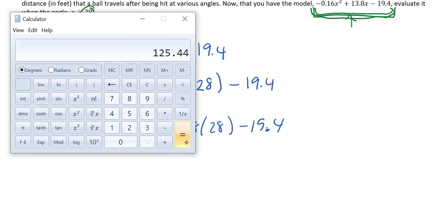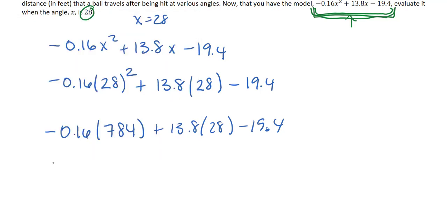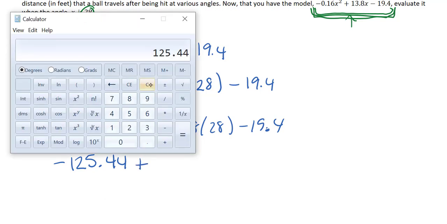And remember that this is negative. So this is negative 125.44. Then we have 13.8 times 28, which is going to be equal to 386.4.